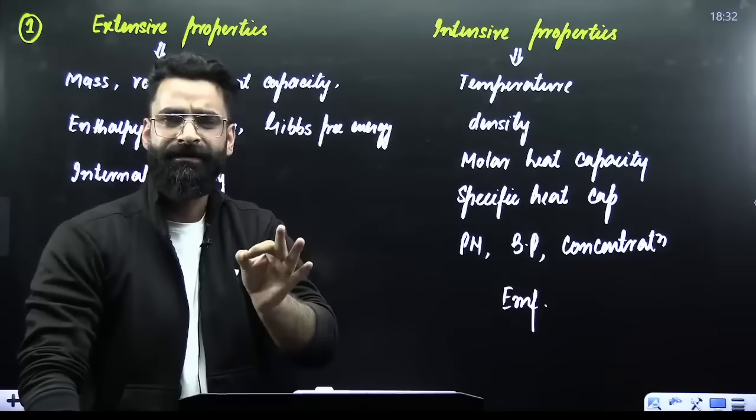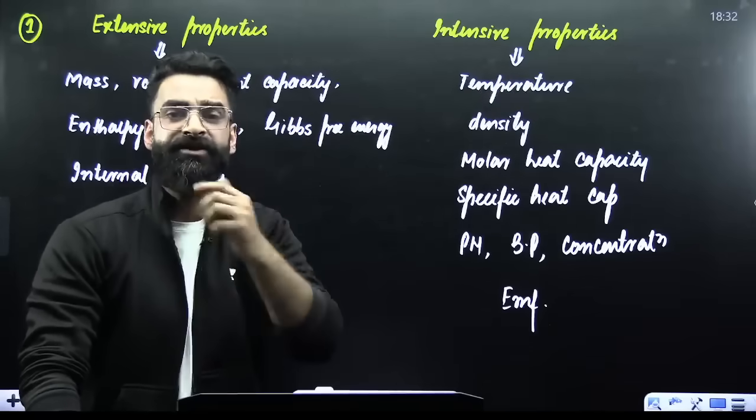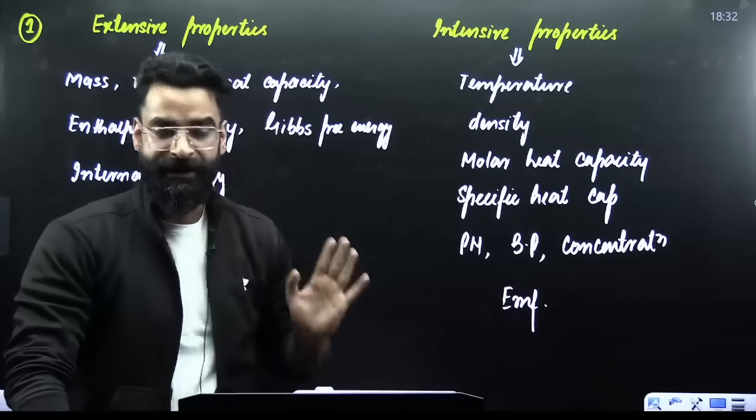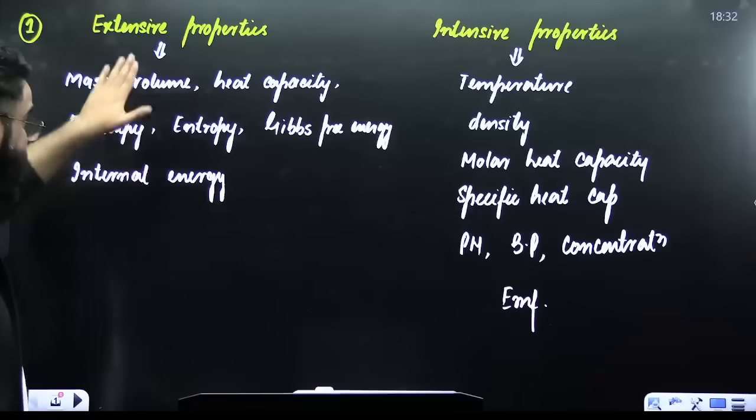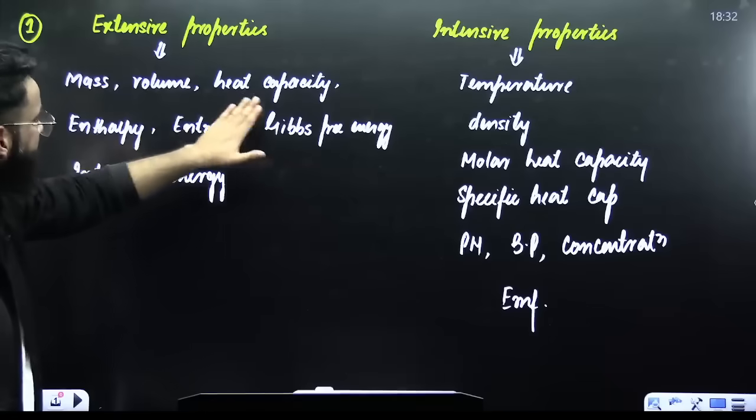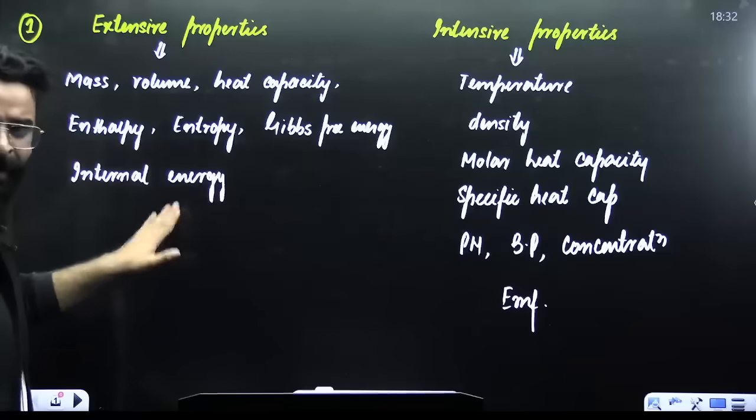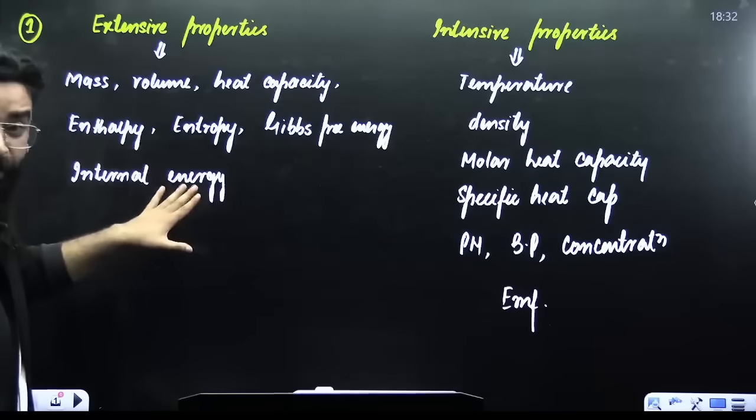They'll give you 2-3 examples wherein you have to identify whether it is the extensive property or intensive property. So remember these examples: extensive properties: mass, volume, heat capacity, enthalpy, entropy, Gibbs free energy, internal energy. These are the most common examples of extensive properties.